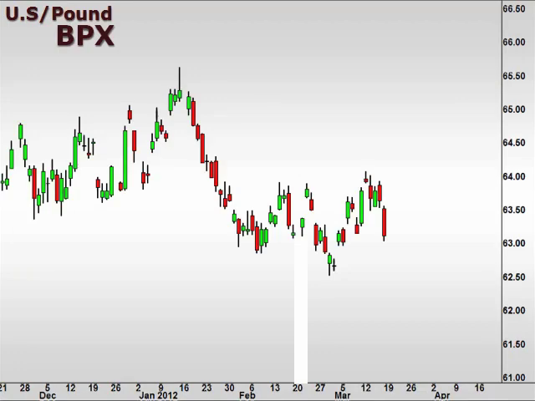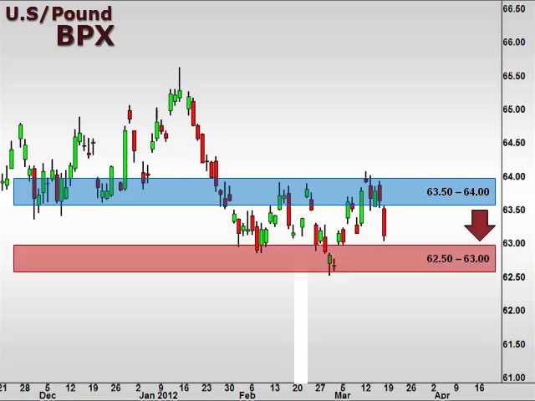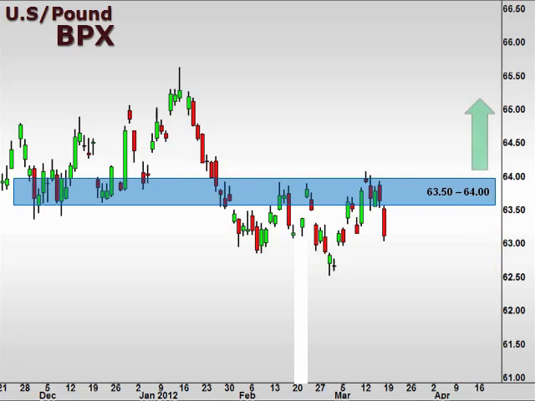Let's take a look at the US versus the pound as seen here in the ISE FX options pair value BPX. Well, the BPX traded into a resistance level at 63.5, 64 and is now reversing to retest support at 62.5, 63. We need to see a break above 64 to signal a continuation of a move higher.